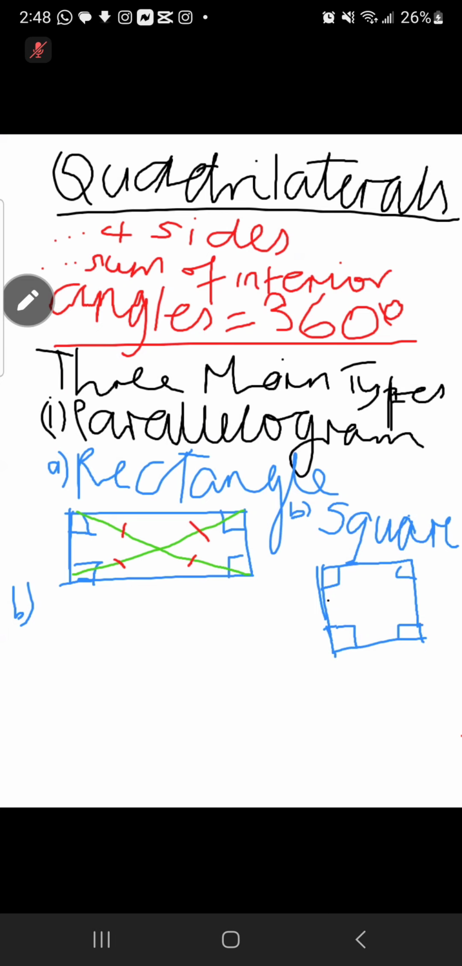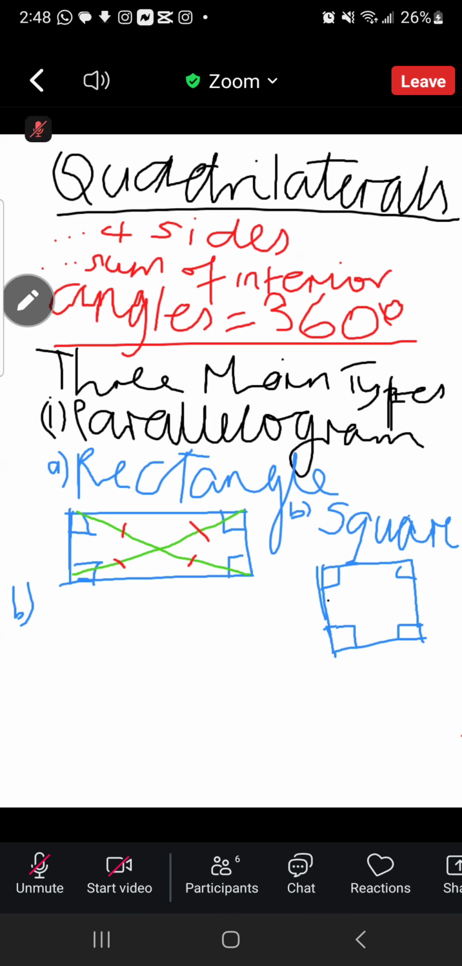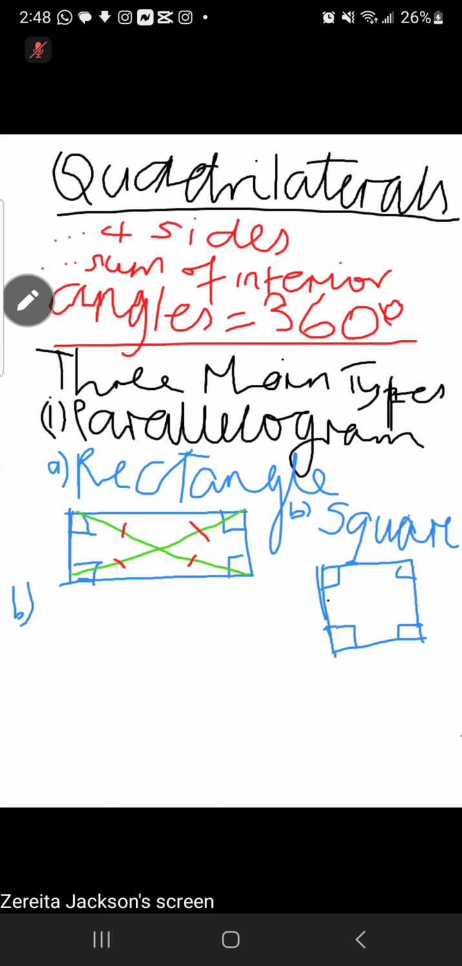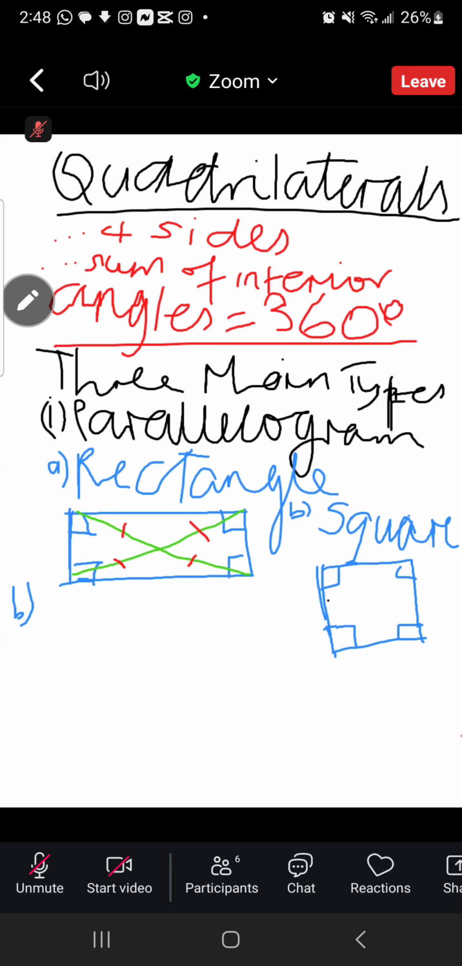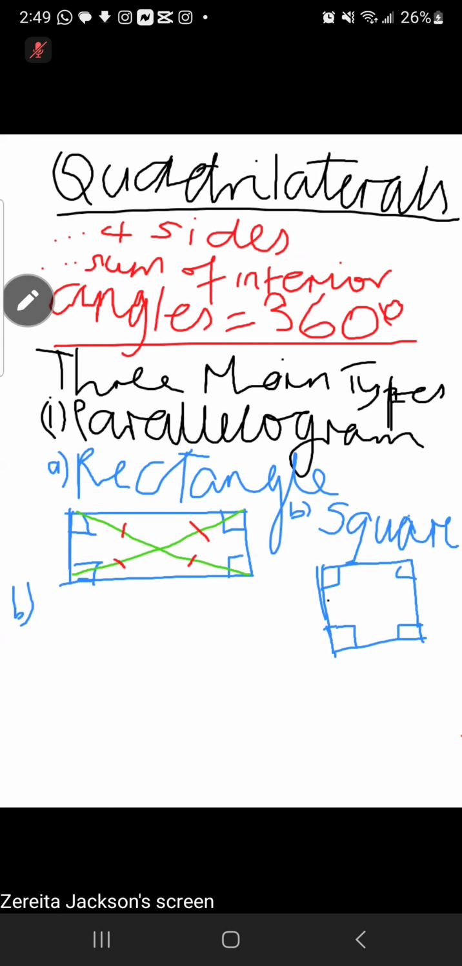Are the opposite sides equal? Yeah, of course they're equal. All sides are equal. Are the diagonals equal? Yeah. Everything equal. All right. So what do you think is the connection now between a square and a rectangle? There are four right angles, four equal sides.